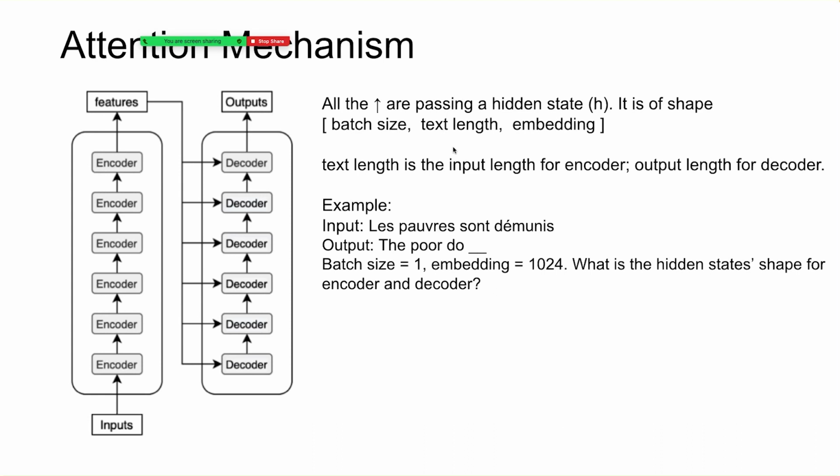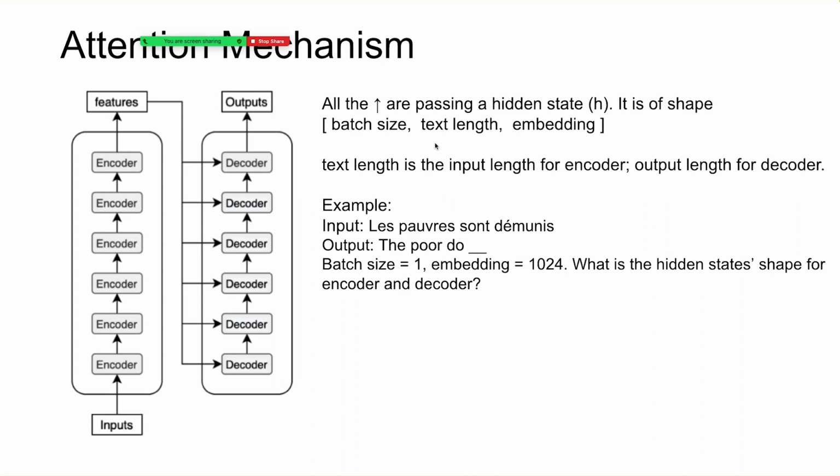Let's say the poor do not have any money, and I'm generating "money", then the text length of the decoder would be around 6 or 7, right? That's the number of tokens I've already generated. So it is a 3-dimensional vector. Now let's do an example, okay?